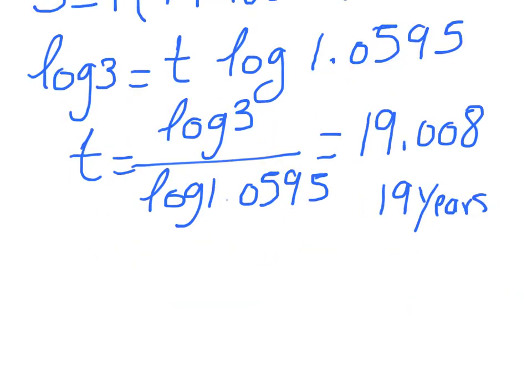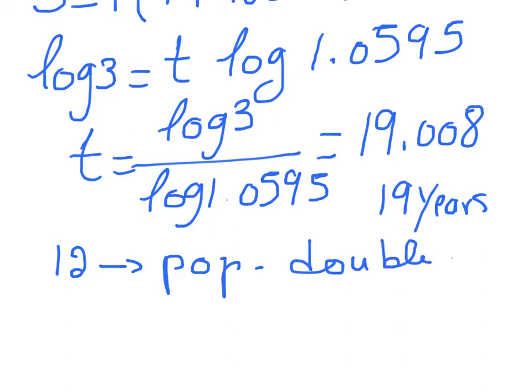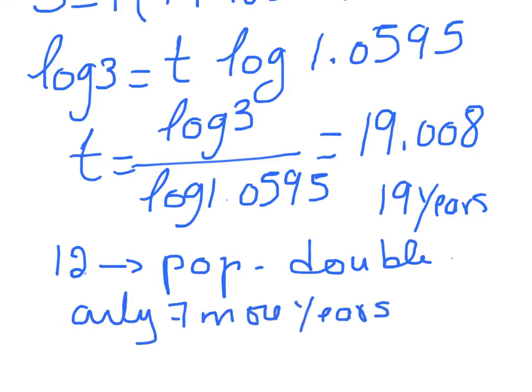What does that mean? That means the first 12 years, the population doubled. Now what I want you to know, how many more years for the population to triple? It's only 7 years, 7 more years for the population to triple.